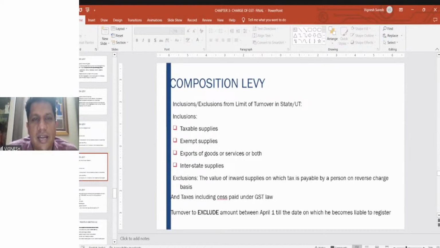See, turnover in state, what you have asked is nothing but the calculation for the purpose of composition scheme. Because aggregate turnover is a total turnover. For turnover in the state or union territory is also pretty much the same, right? But only thing, for turnover in state or union territory, you will exclude the turnover between April 1st till the date on which he is liable to register. But for aggregate turnover, you will include that also. That is the only difference.